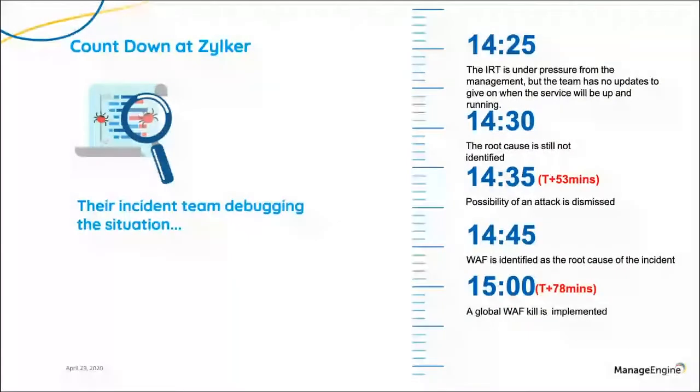And at around 2:25 p.m., the incident response team still does not know what has happened or what caused this issue, and they were under constant pressure from the management, asking them what has happened and when the service will be up and running. They did not have any clue on that. And at around 2:30, the Zilker team did not know what the root cause was, and 53 minutes later, they dismissed the possibility of an external attack.